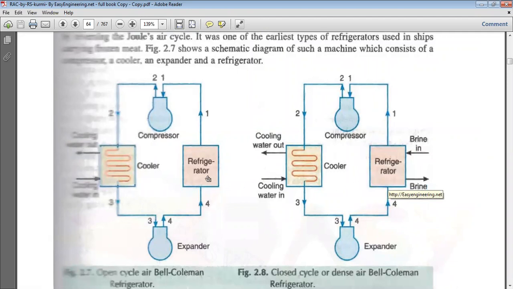If I am using an open system, then the suction condition or the leaving condition of the evaporator must be at atmospheric pressure. Whenever I am using a dense air refrigeration system, that may be at a higher than atmospheric pressure condition.